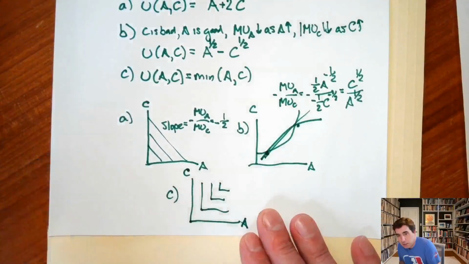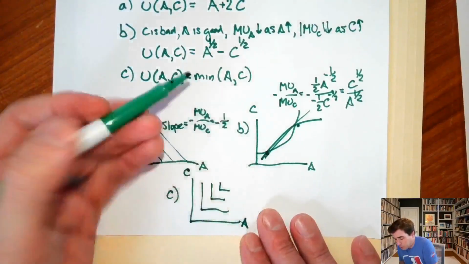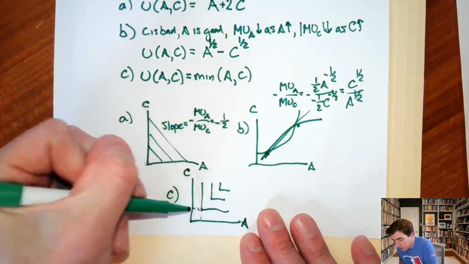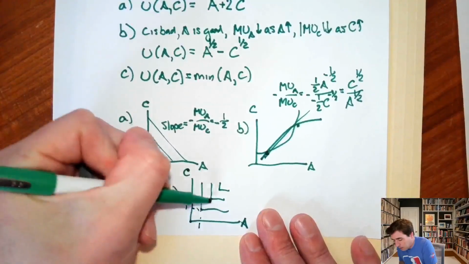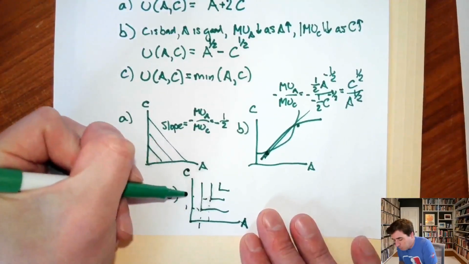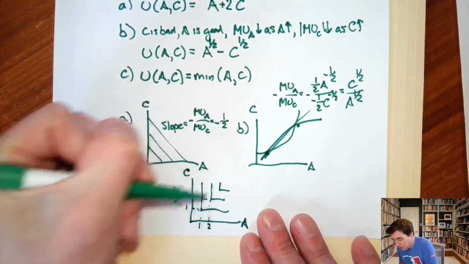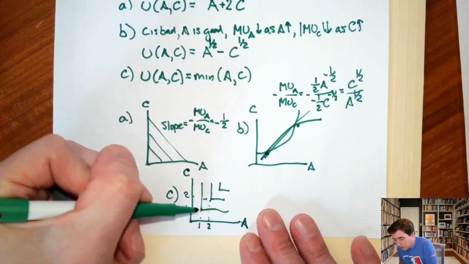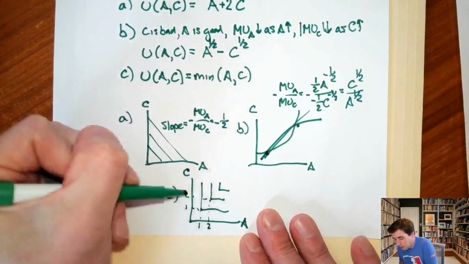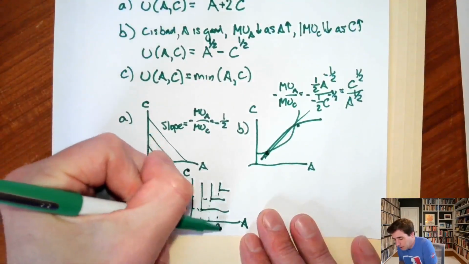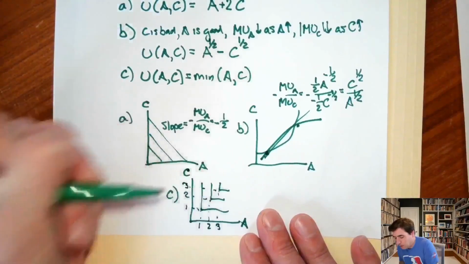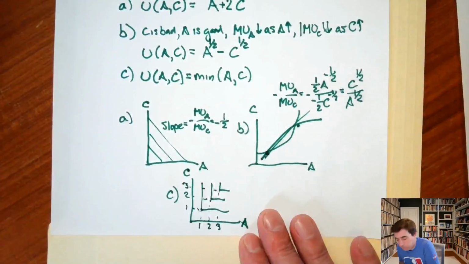In this particular case, since we combine these things in a 1-to-1 ratio, those corners are going to be at that 1-to-1 ratio, right? So the first one will be at 1 action, 1 comedy. The second one will be at 2 action, 2 comedies. Then at 3 actions, 3 comedies, and so on, right?